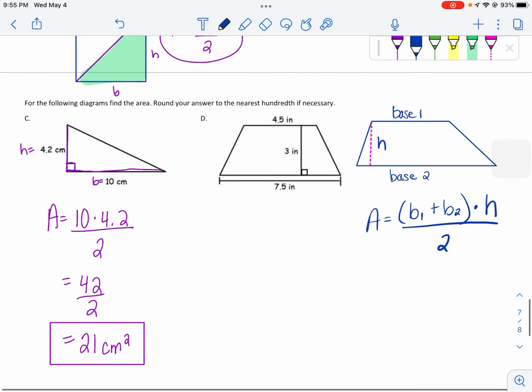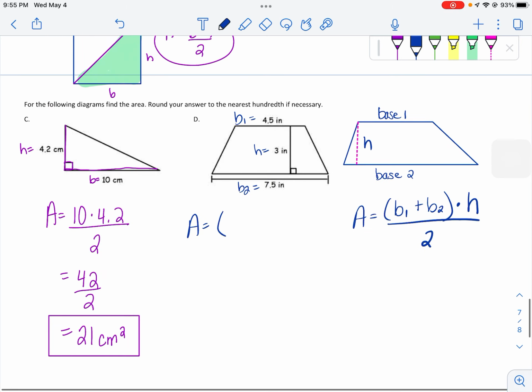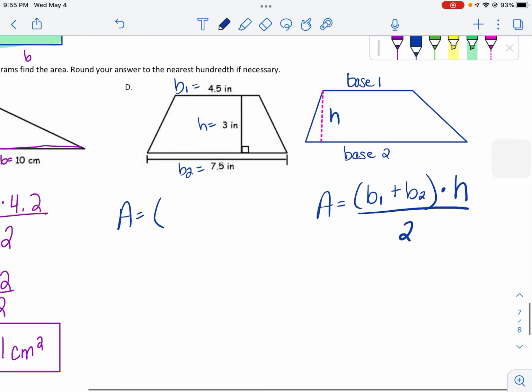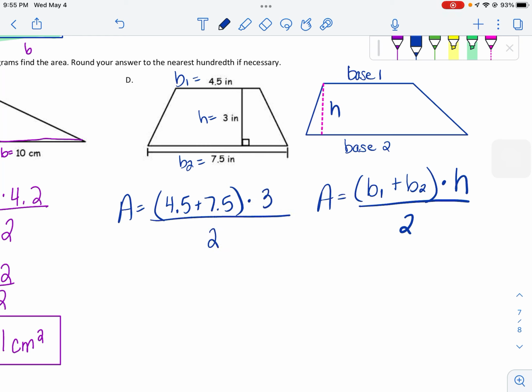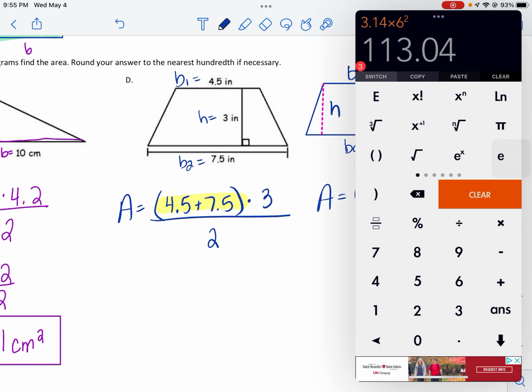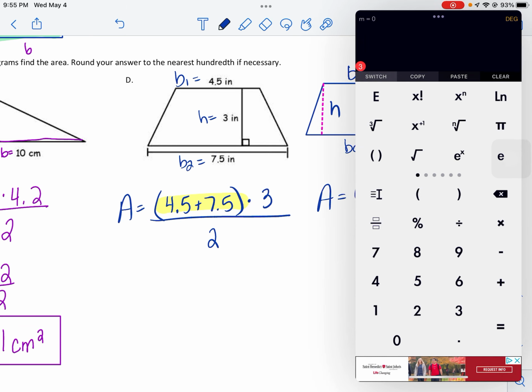We're going to practice that here with these numbers. My area is going to be: this is my base 1, 4.5. Base 2 is 7.5. And 3 is my height. The first thing I'm going to do is put it in parentheses to remind myself that parentheses come first. I'm going to do 4.5 plus 7.5, base 1 plus base 2, then multiply that by my height, and then divide the whole thing by 2. First step, finish that addition: 4.5 plus 7.5 gives me 12.